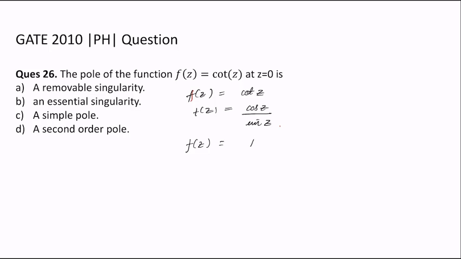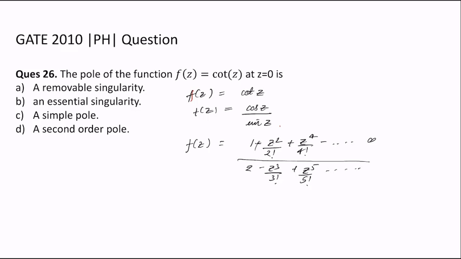So cos z is nothing but 1 minus z square by 2 factorial plus z to the power 4 upon 4 factorial minus and so on. Similarly, sin z can be written as z minus z cube by 3 factorial plus z to the power 5 by 5 factorial and so on.